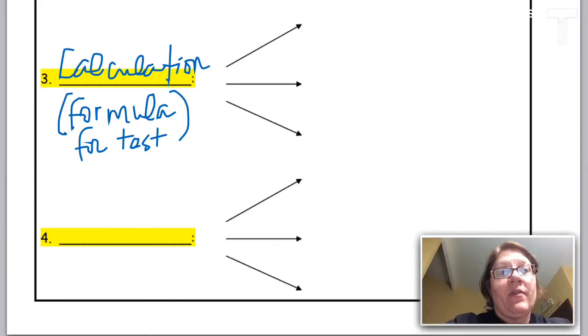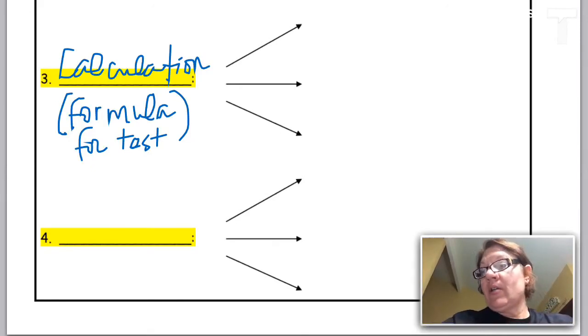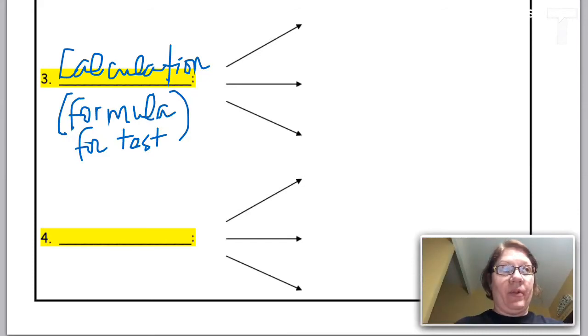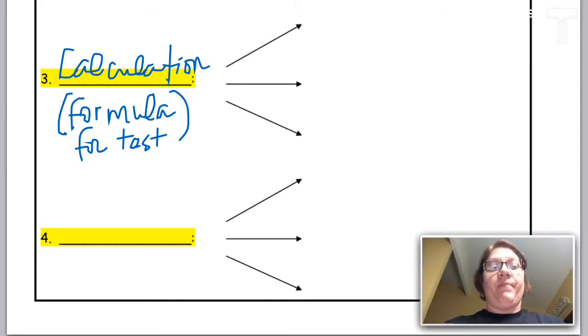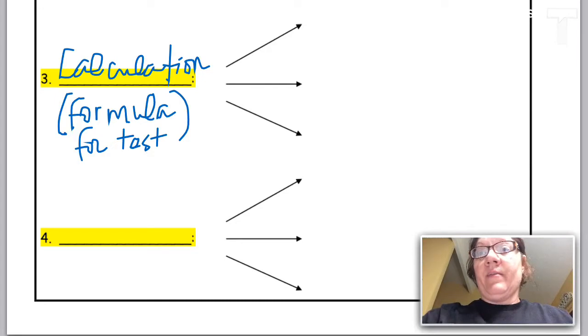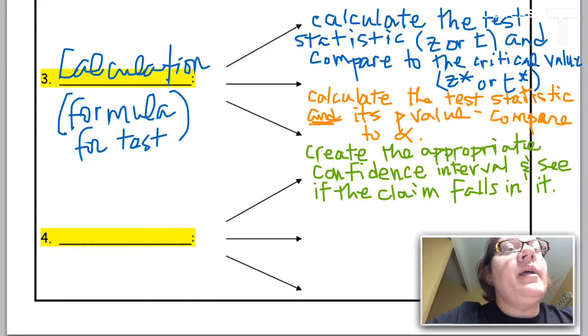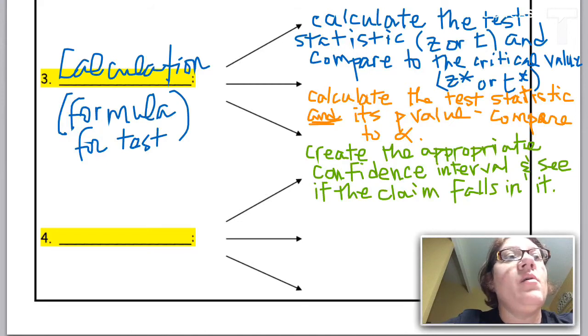And then the next piece after the hypotheses is the calculation. And so there are different avenues. This is why we're going to use your template and do it three different ways. One is I calculate the test statistic, which is either my Z or my T, and I compare that to the critical value, which is either the Z star or the T star that you've already been looking up.